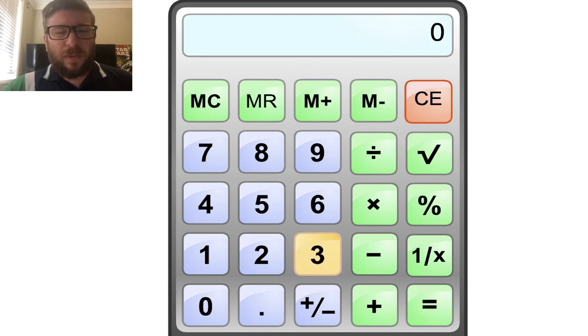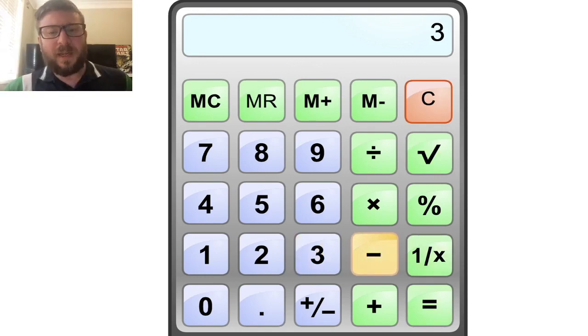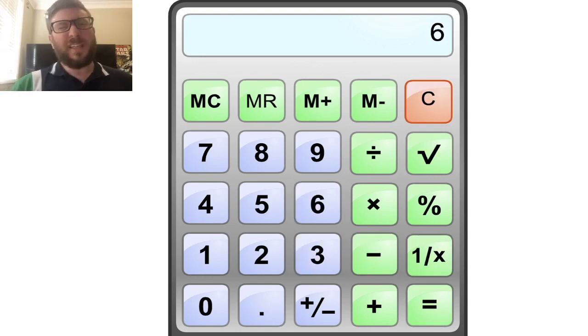What if we did 3 take away 6? Because 3 take away 6 isn't the same as 6 take away 3. So let's have a look at the answer it gives. Oh, it's given us a negative number. So we need to make sure that we're putting them in the right order.